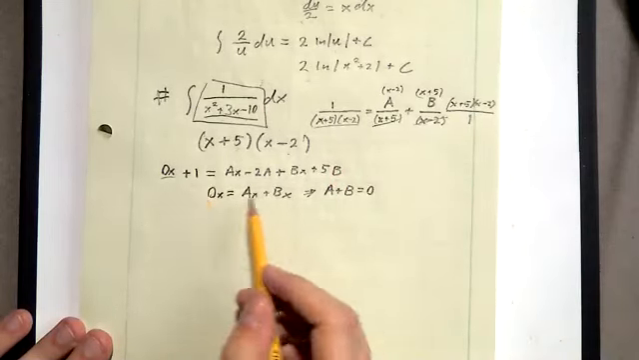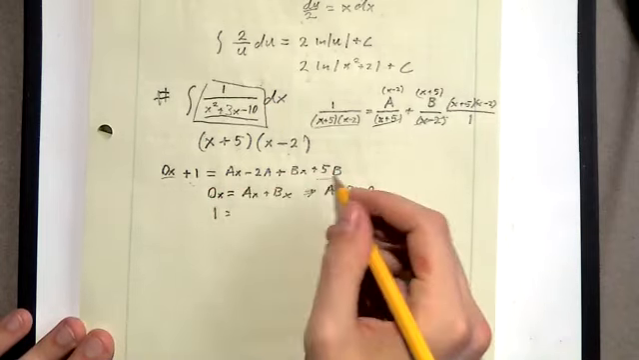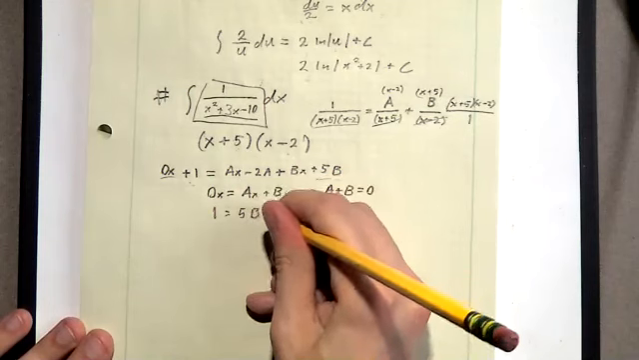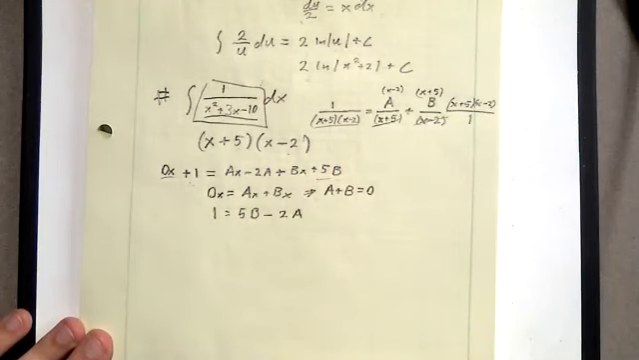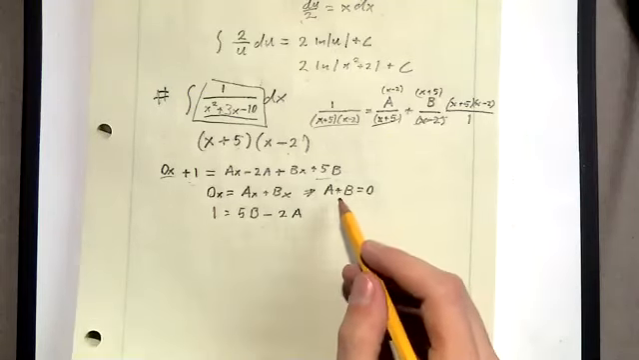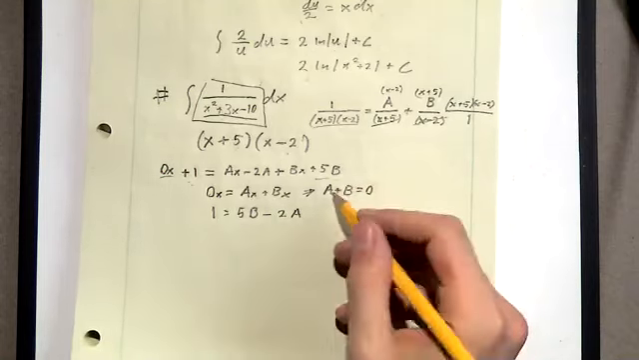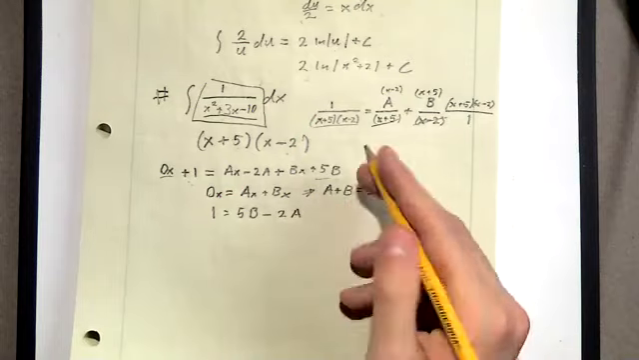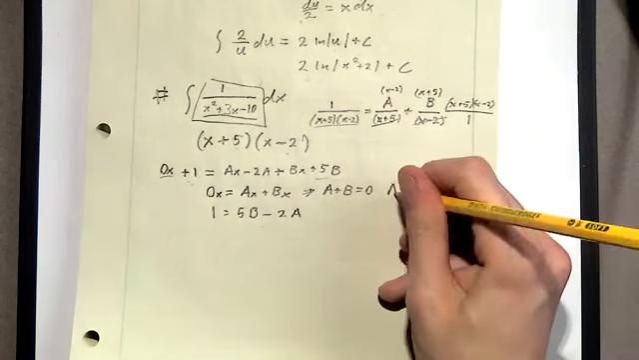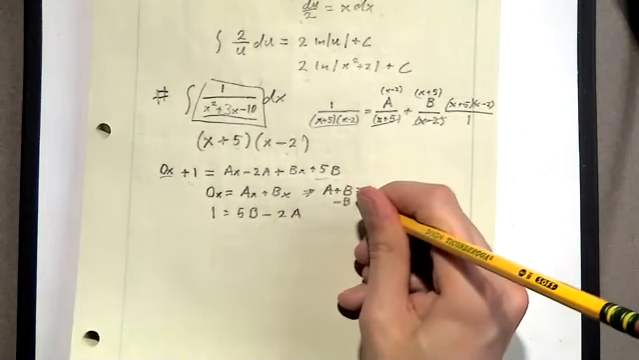And then for the non-x terms, we just have 1. So we get 1 is equal to, then I like to order it so that I don't have negatives first. That's just my way of organizing things, minus 2a. So we have 1 is equal to 5b minus 2a, and a plus b is equal to 0. What we can do from there is substitute in order to solve for one of these. And so since we have a plus b is equal to 0, we can say a is equal to negative b by subtracting b from both sides.